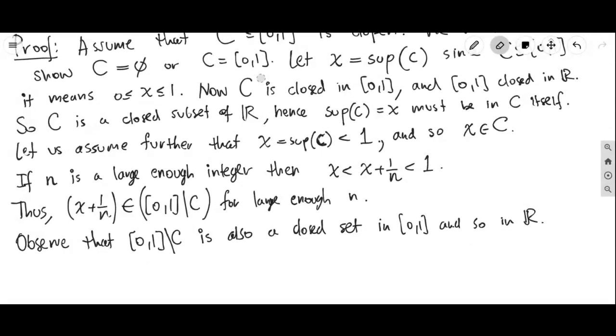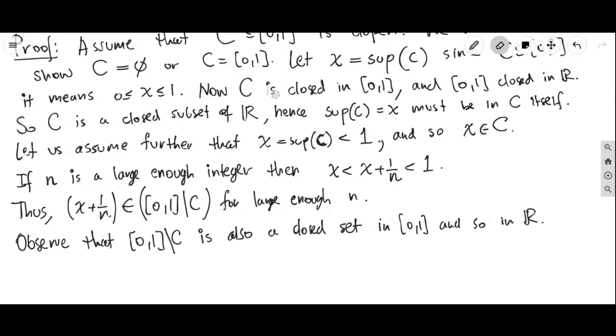So I guess I should have said this before. If C is a closed subset of [0, 1], and [0, 1] is a closed subset of R, it means C is a closed subset of R. This is sort of the same idea. Why is this? Because C is clopen. It's open and closed. So C is a closed subset, but it's also an open subset. So let me say this again.